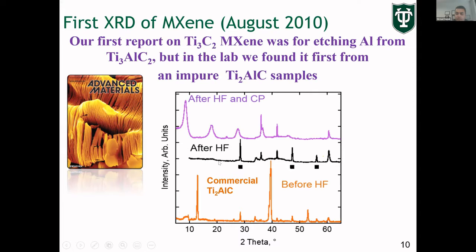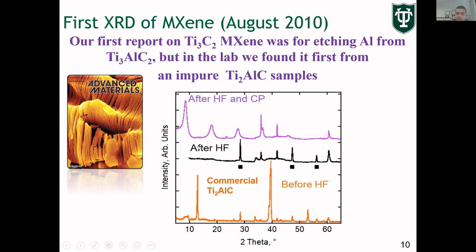The main peak at 40 degrees disappears. And if you press the powder, we get this very nice X-ray on the top here. We have broad peaks downshifted significantly from the 002 peak that was initially at 12. So the idea was this peak is highly shifted from where the titanium 2 aluminum carbon peak was.